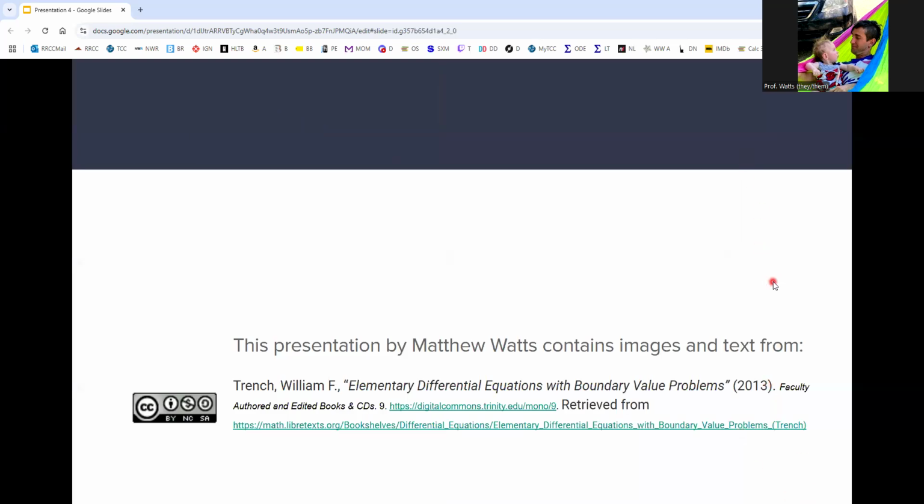Again, just attribute William Trench with the Elementary Differential Equations and Boundary Value Problems textbook, CC BY-NC-SA. This presentation does include images and text from that book.